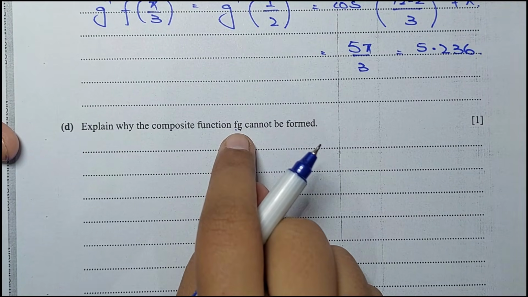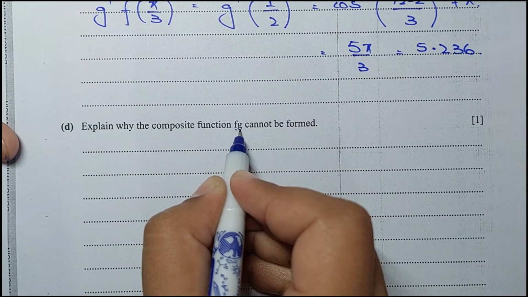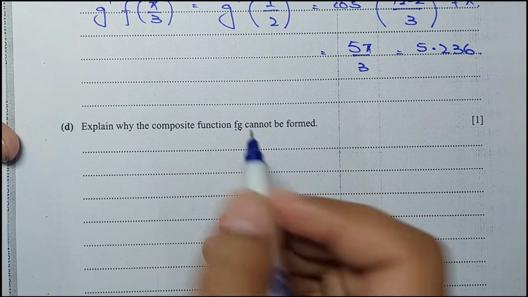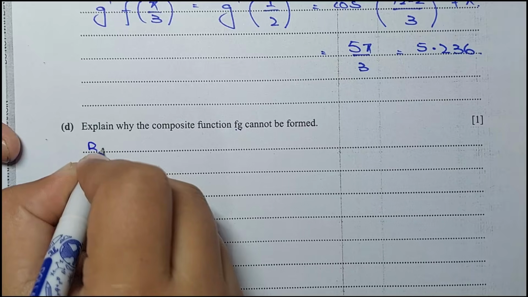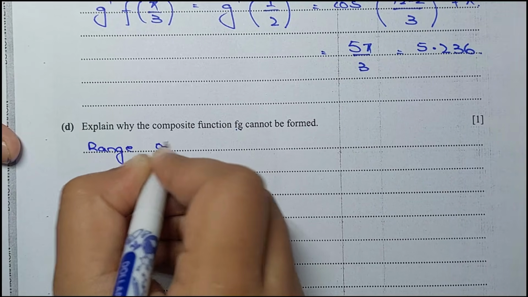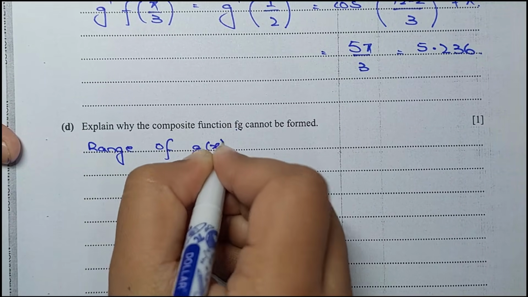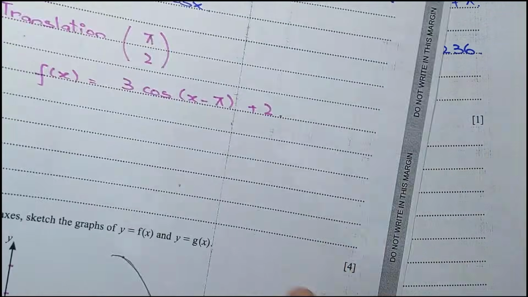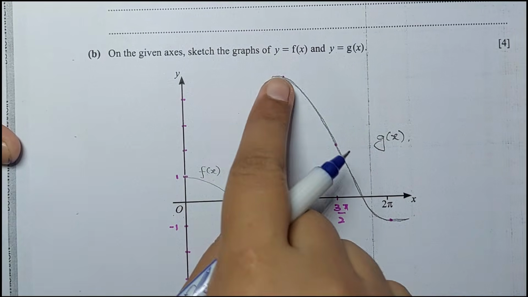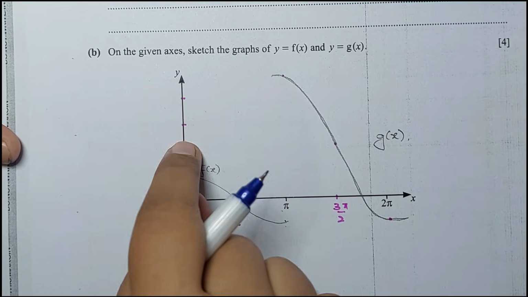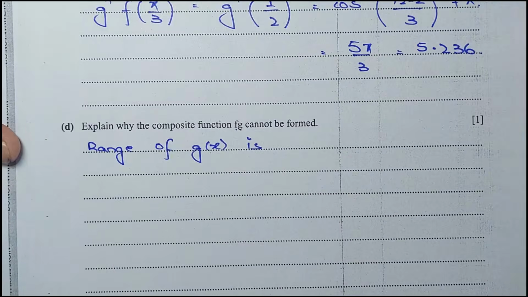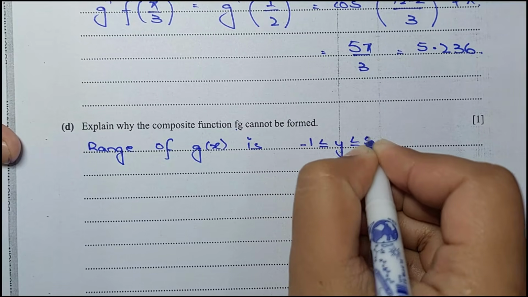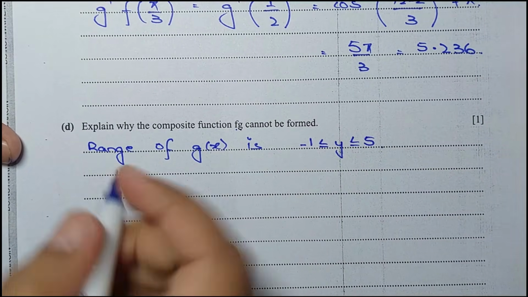Composition of two functions is possible when the range of the inner function lies within the domain of the outer function. So what is the range? The range of g of x deals with the y values. For the y value, the range is from minus 1 to 5, so minus 1 is less than or equal to y, which is less than or equal to 5. This is the range of g of x.